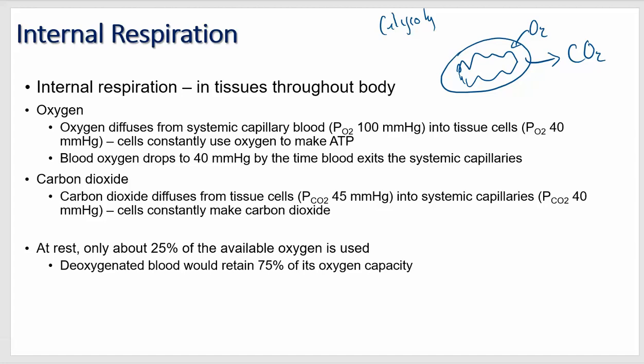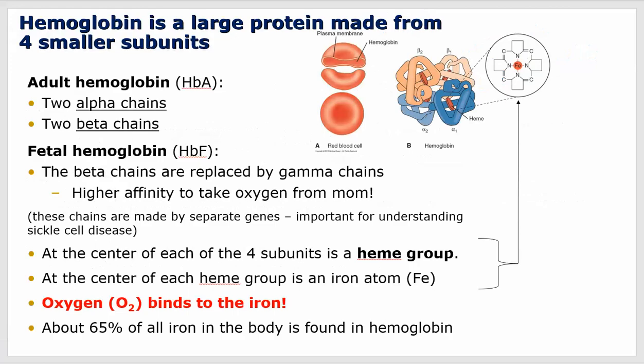Deoxygenated blood would retain 75% of its oxygen capacity. But that's going to make the differential less when it's trying to drop it off, so it's going to make it less inclined to leave and move into the cell. So let's talk about hemoglobin.